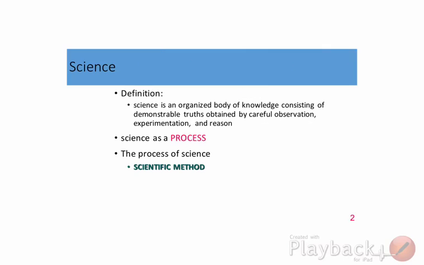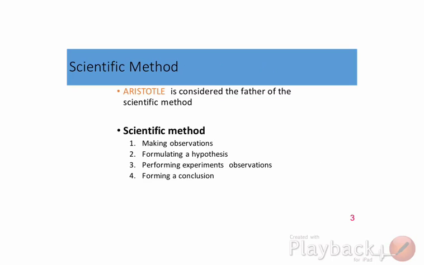Well, when we're talking about science, science is an organized body of knowledge consisting of demonstrable truths obtained by careful observation, experimentation, and reasoning. Remember, it has to be demonstrable. That means you just can't say something and not be able to prove it. Whatever data you have collected, somebody can collect the same data and come to the same result. Science, of course, therefore, is a process, and the process of science is called scientific method. Not a big deal. All right.